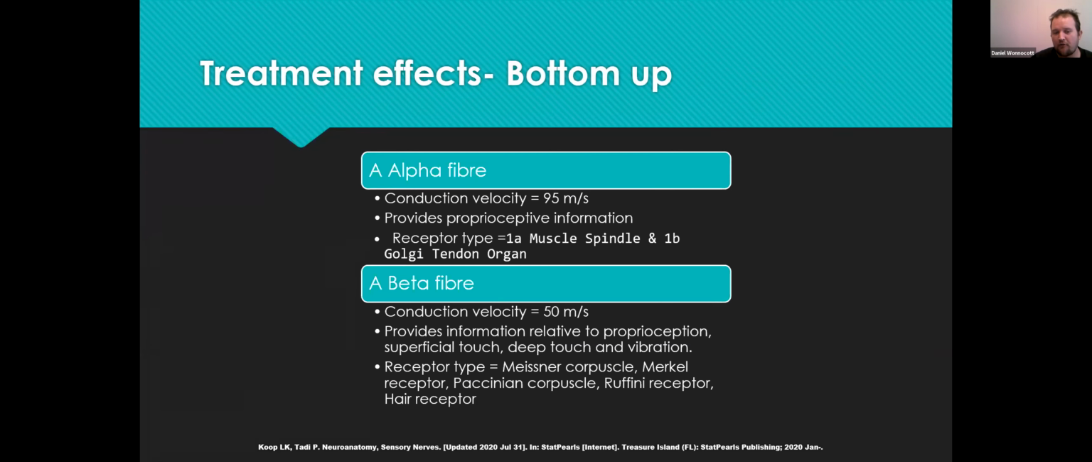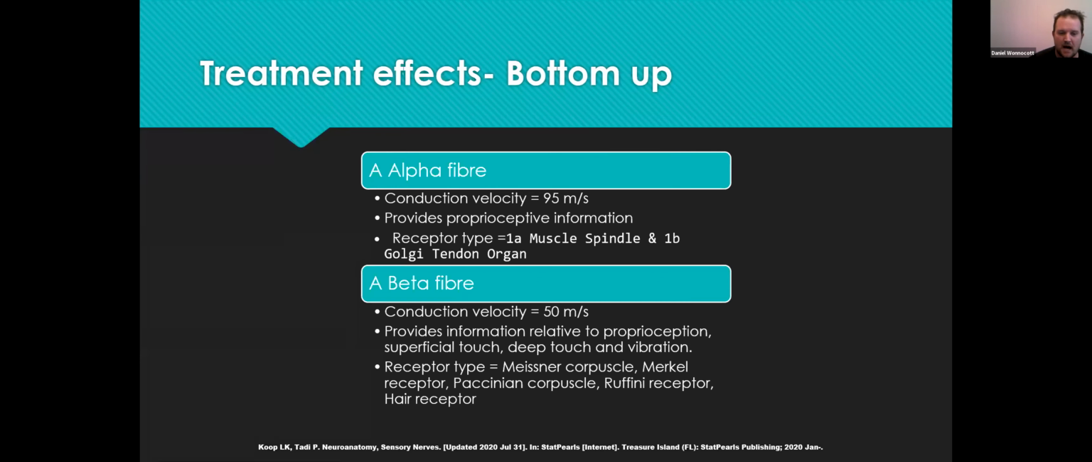So you've got your A alpha fibers, which is that proprioceptive information. So very quick to get a message from the receptor all the way through to the nervous system. So things like your muscle spindles and your Golgi tendon organs, they're active all the time. They're constantly taking in information and processing it. So there's times in treatment where we might try and influence these spindles and these Golgi tendon organs to send a message to the brain and get a response.